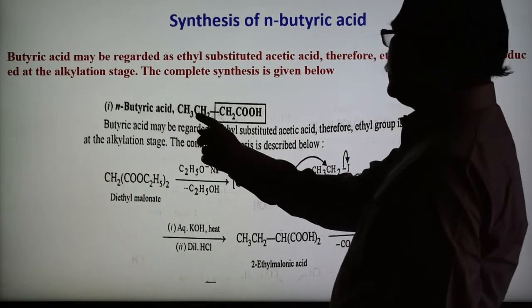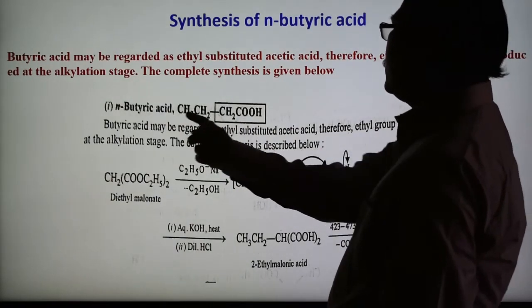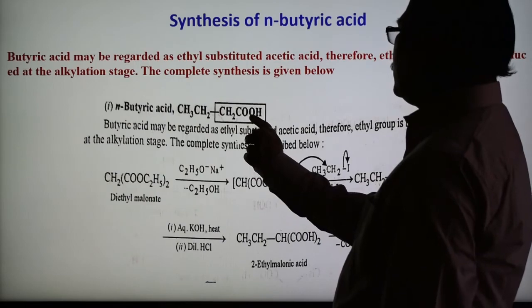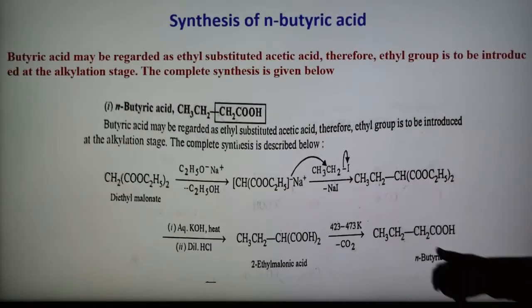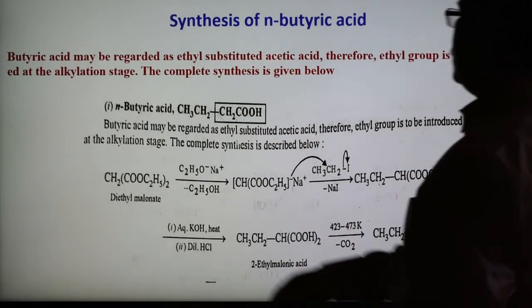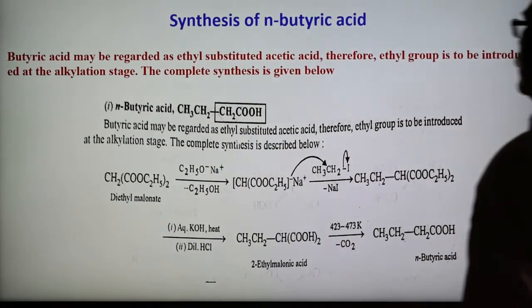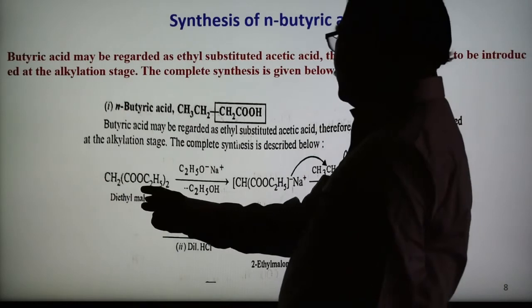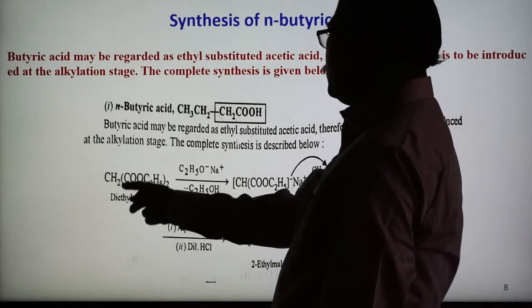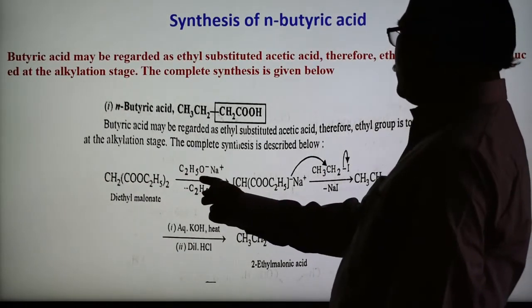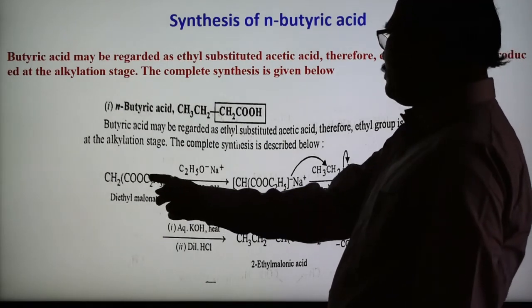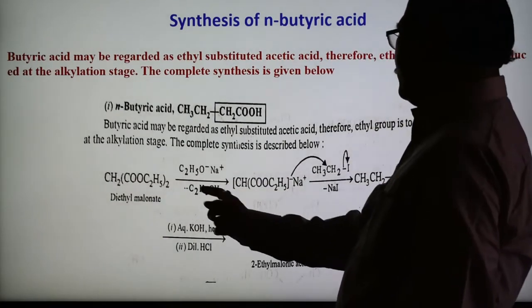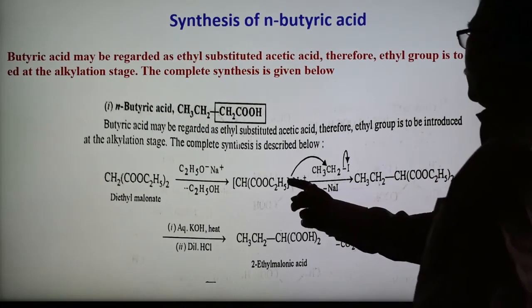So this is the formula of n-butyric acid, four carbons are there, and this is the carboxylic acid. And this ethyl group we have to introduce in the alkylation stage. Butyric acid may be regarded as an ethyl substituted acetic acid. Now this is the diethyl malonate, CH2(COOC2H5)2. Here we react it with sodium ethoxide. A proton from the CH2 is abstracted, and we get the enolate anion. So this is the enolate ion formation.